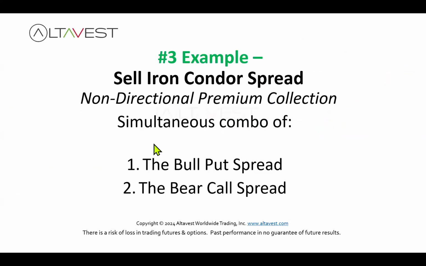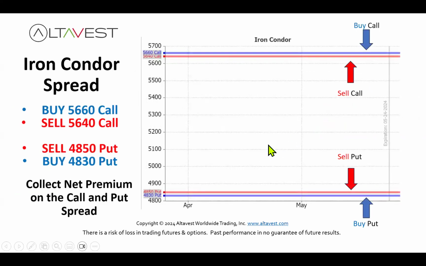Here's an iron condor, and it sounds like a crazy name, but it's really just a combination of the put spread and the call spread that we just reviewed. And it's a non-directional strategy. And this is really a simultaneous position where you place the call spread and the put spread as one order. You don't want to leg in one side at a time. At least we don't suggest you do. That's not the way we do it.